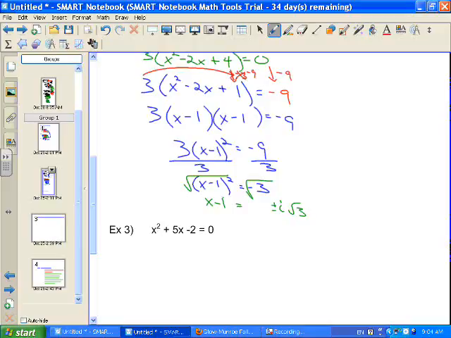We add the 1. So x is going to come out to be 1 plus or minus i square root of 3. Boom. That's what's up.